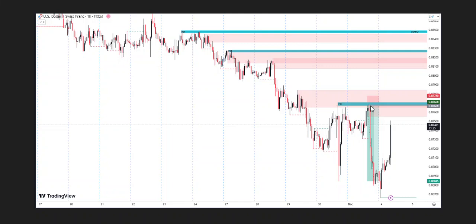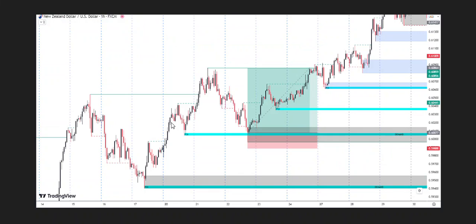In another case, price may push into the order block or the supply zone, then you drop to a lower time frame like 5 minutes, 1 minute or 15 minutes, then you look for entry in the lower time frame. So that is what happened here on USD CHF. Let me give another example on NZD USD.